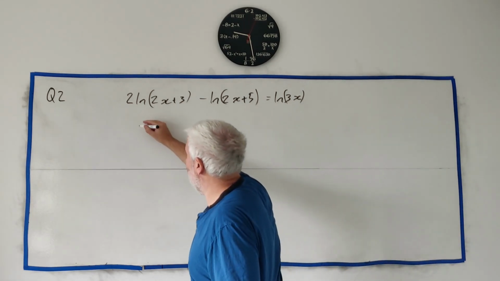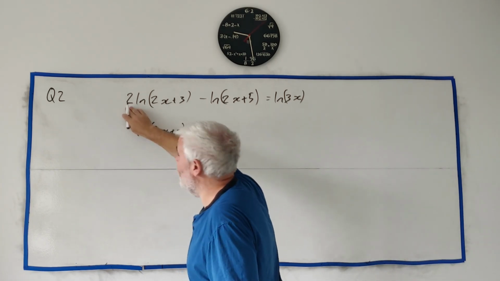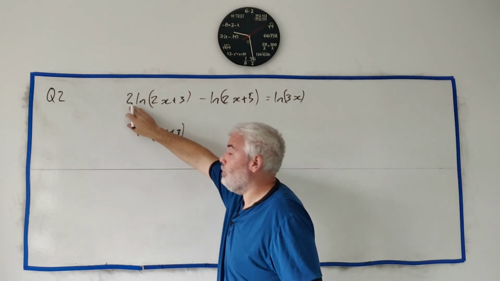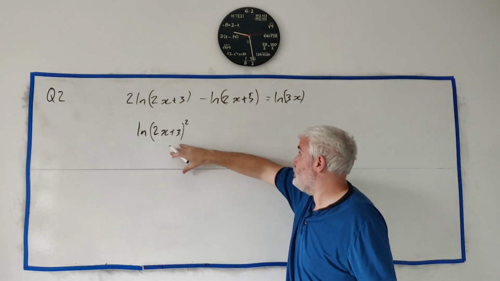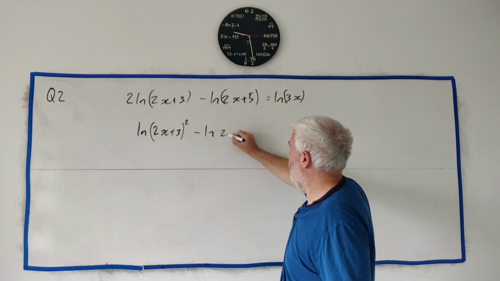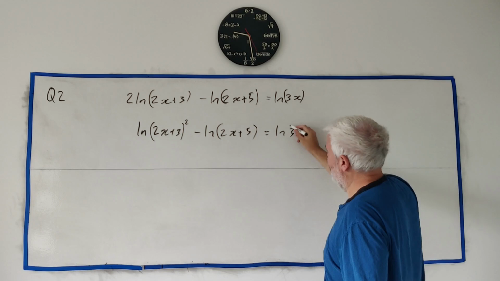This whole line can be turned into natural log 2x plus 3 squared. That 2, there's a rule for that. Anything multiplying outside a log can come in and become the power of the subject of it. And then we take away natural log 2x plus 5 equals natural log 3x.